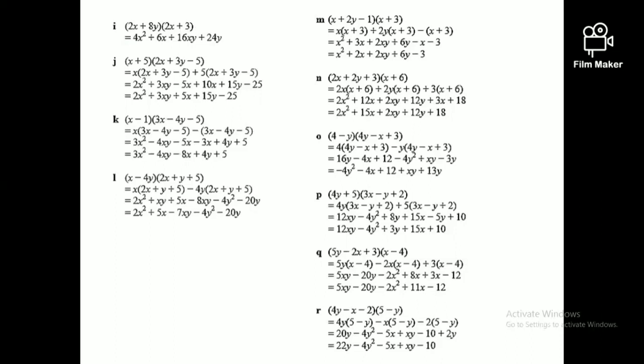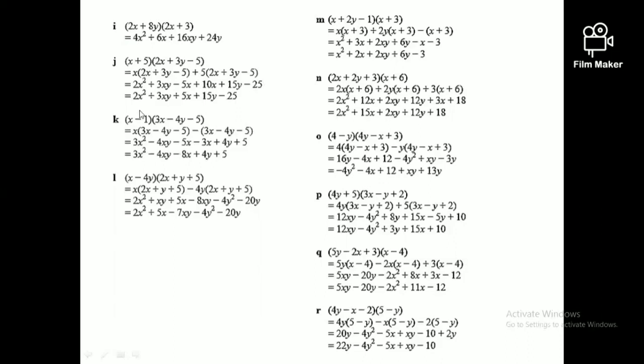Okay. Then, if you come up with question number J, x plus 5 into 2x plus 3y minus 5. x into 2x is, you can say, 2x squared. x into 3y is 3xy. x into minus 5 is minus 5x. Then 5 into 2x is 10x. 5 into 3y is 15y. 5 into minus 5 is minus 25.